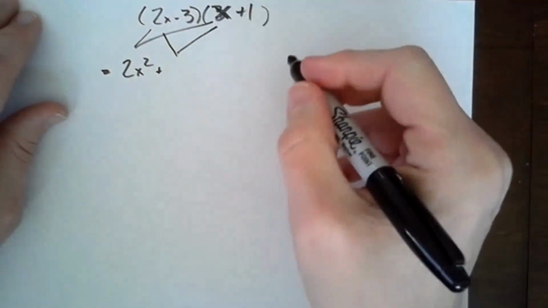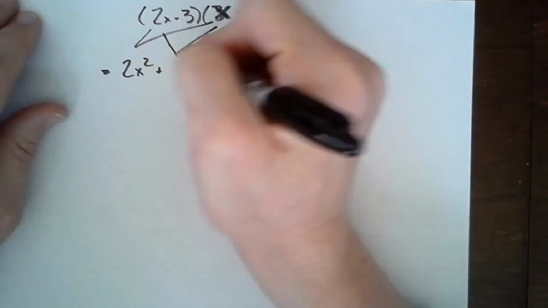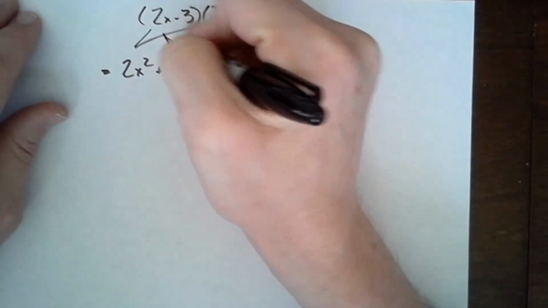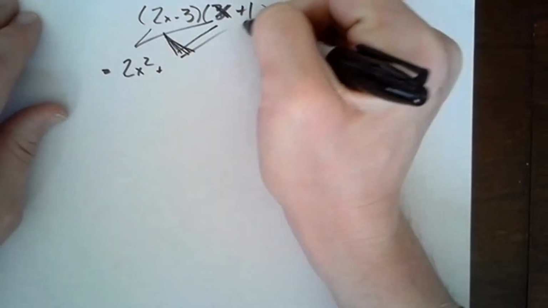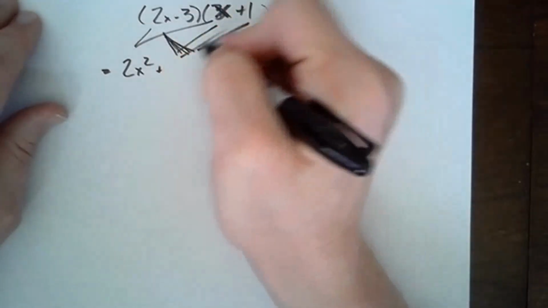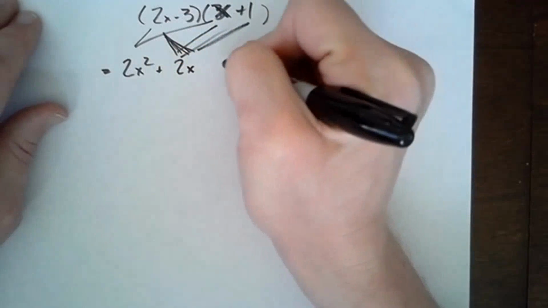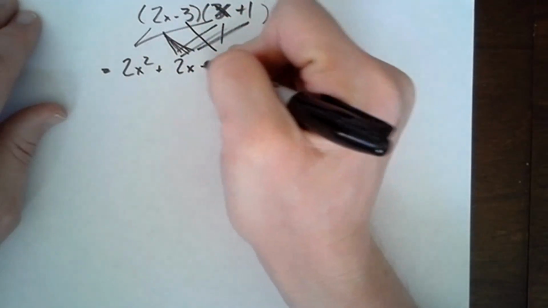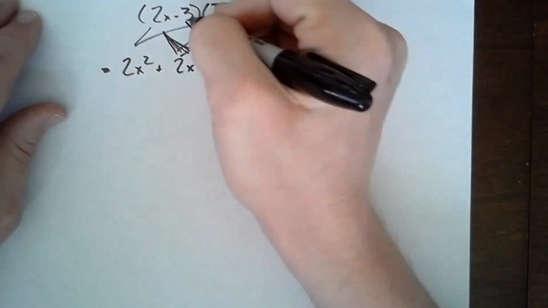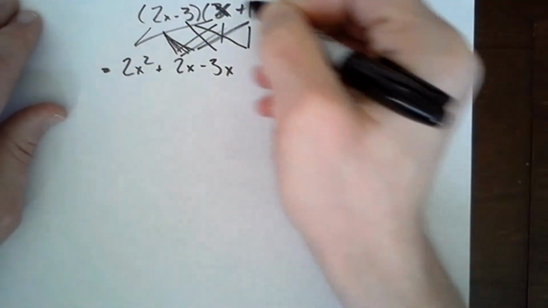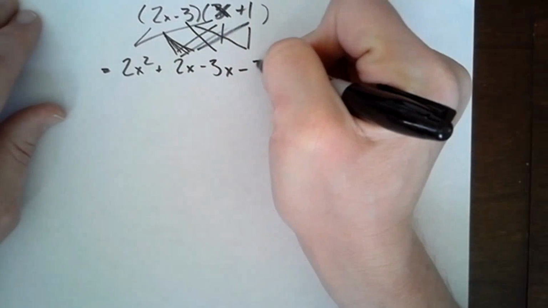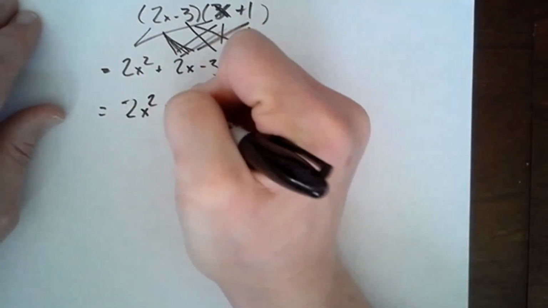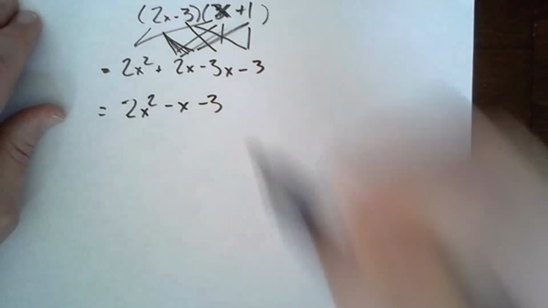multiply those together. 2x times 1 is 2x. Our inside terms, negative 3 times x is negative 3x. And finally, our last terms, negative 3 times 1 is negative 3, and I combine like terms to get 2x squared minus x minus 3.